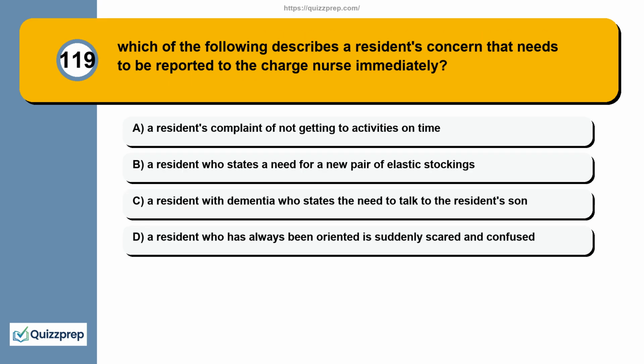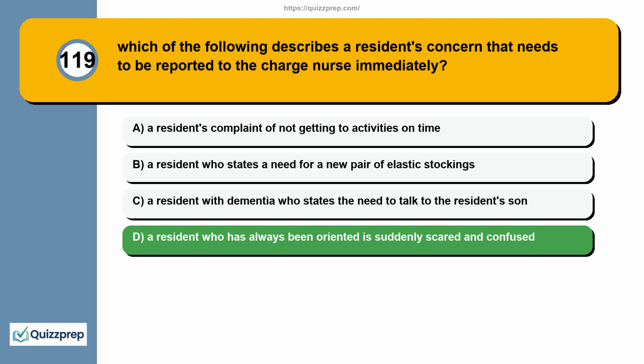Question 119. Which of the following describes a resident's concern that needs to be reported to the charge nurse immediately? Option A, a resident's complaint of not getting to activities on time. Option B, a resident who states a need for a new pair of elastic stockings. Option C, a resident with dementia who states the need to talk to the resident's son. Option D, a resident who has always been oriented is suddenly scared and confused. The correct answer is option D, a resident who has always been oriented is suddenly scared and confused.